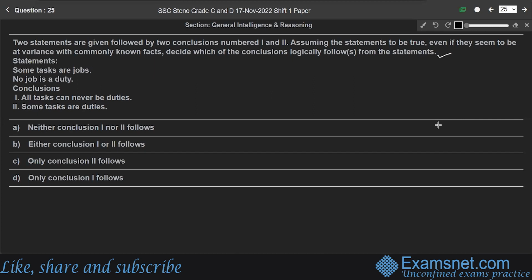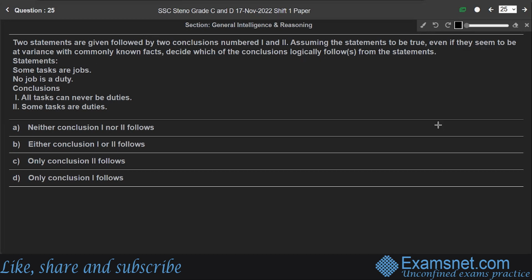Question 25, two statements are given followed by two conclusions numbered 1 and 2. Assuming the statements to be true, even if they seem to be at variance with commonly known facts, decide which of the conclusions logically follow from the statements. As we have discussed in the previous question, here also let us represent the given statements in the form of a Venn diagram. Later we can decide which of the conclusions follows, or which one doesn't follow.